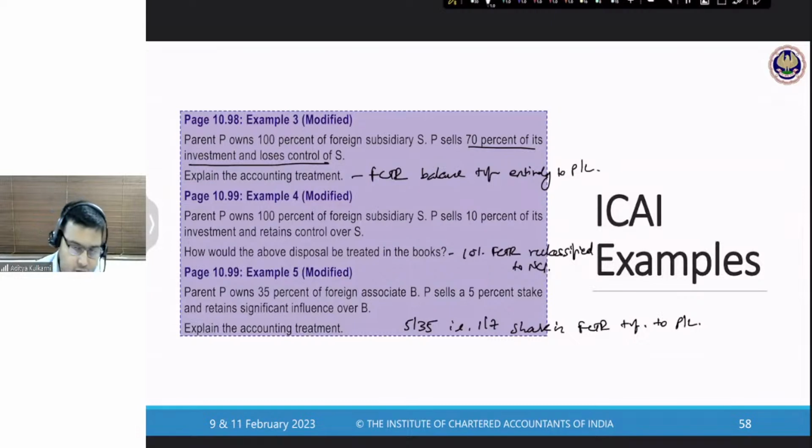I'll not reclass to NCI here because I am the NCI myself. I am only the NCI in this company. So therefore I will reclass it to P&L. I will reclassify the FCTR to P&L. So that takes care of the concepts.